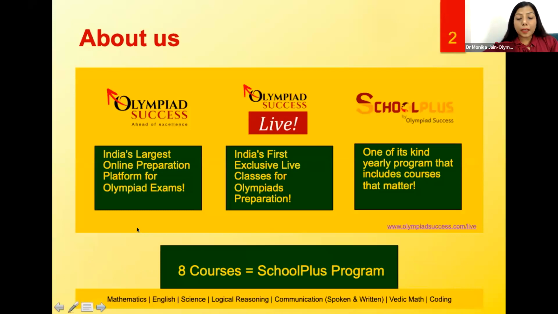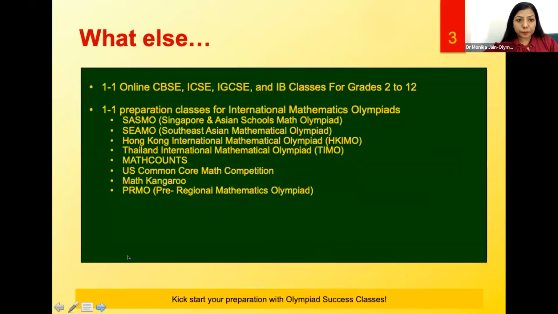Olympiad Success, as you're already aware, is India's largest online preparation platform for Olympiad exams. Olympiad Success Live is India's first exclusive live classes for Olympiad preparation. School Plus by Olympiad Success is one of its own kind of annual program that includes 8 important courses that really matter at this point of time in your life. And these 8 courses include mathematics, English, science, logical reasoning, communication, both spoken and written, Vedic math, and coding.